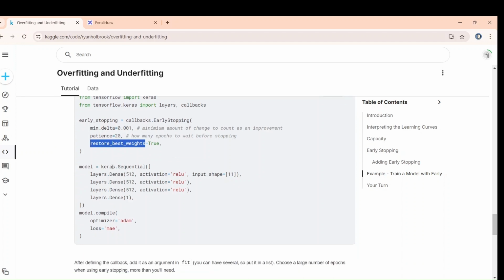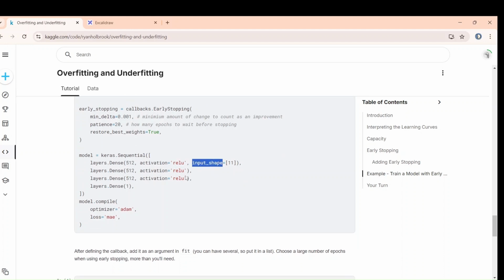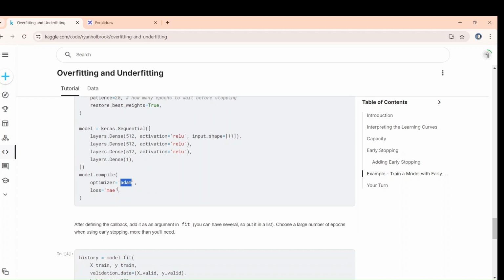Okay, now see here, the model is set. First, I have used 512 units, activation ReLU, input shape, you know, the number of features. Layers.Dense, the hidden layer Dense, again a hidden layer, and this is the output layer, Dense 1. Now you have used the Adam optimizer and the loss function MAE. It will calculate the loss.